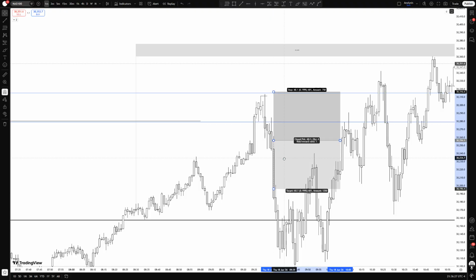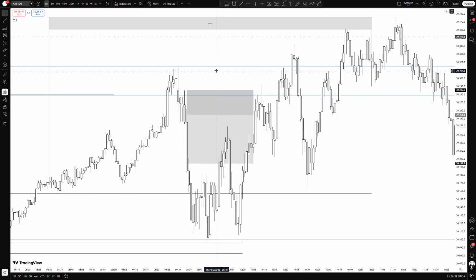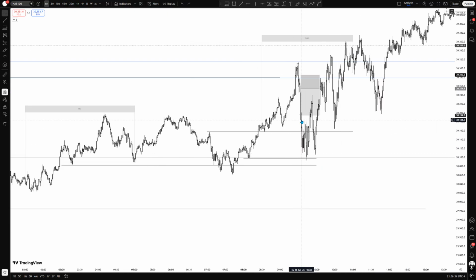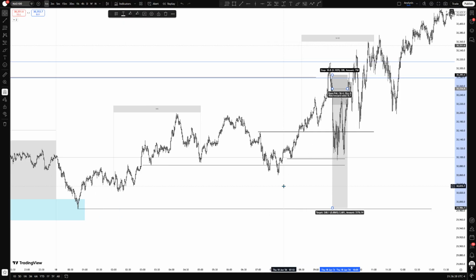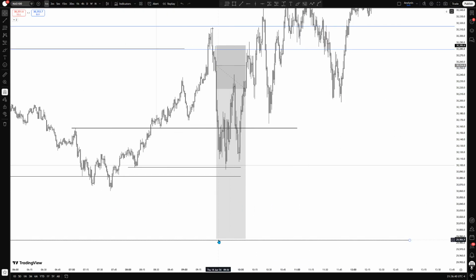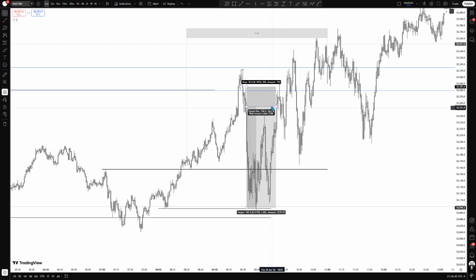I shorted at the next candle open high. My stop goes above this high. And as I said, I was aiming for the London lows for 268 points, which never happened. How many points did I see? I saw 155, 56 points, and then I got break even. Right.